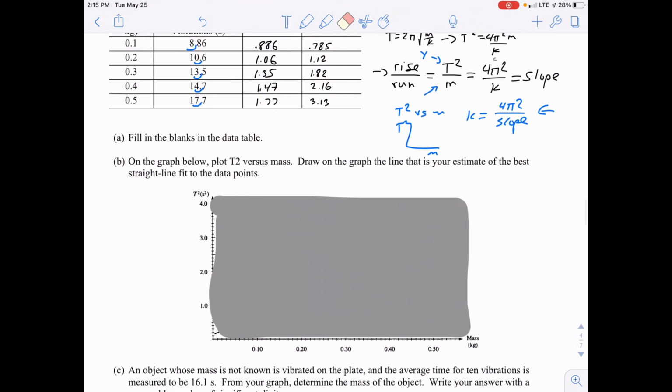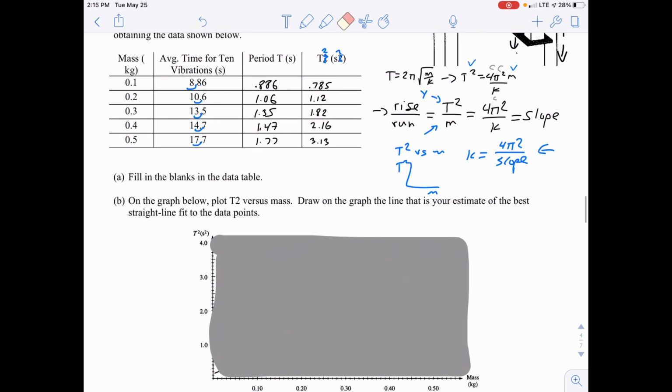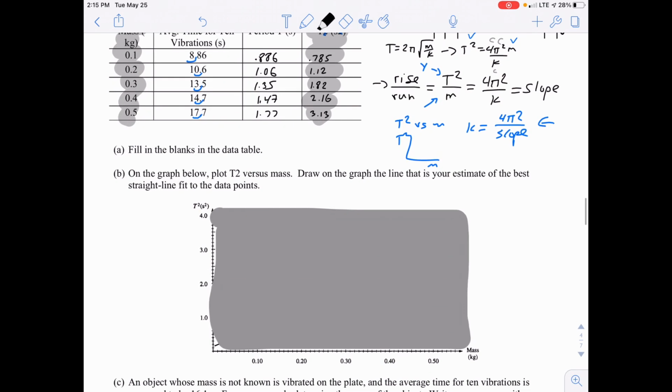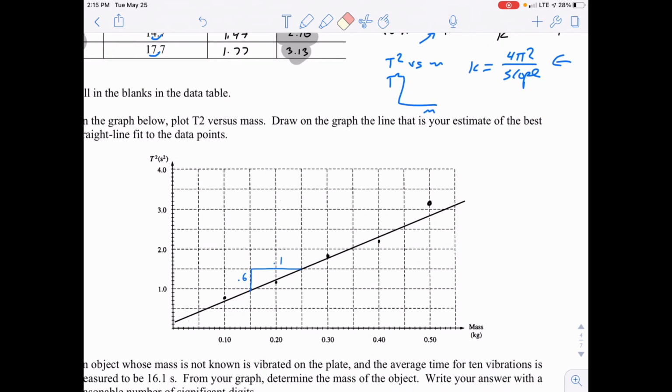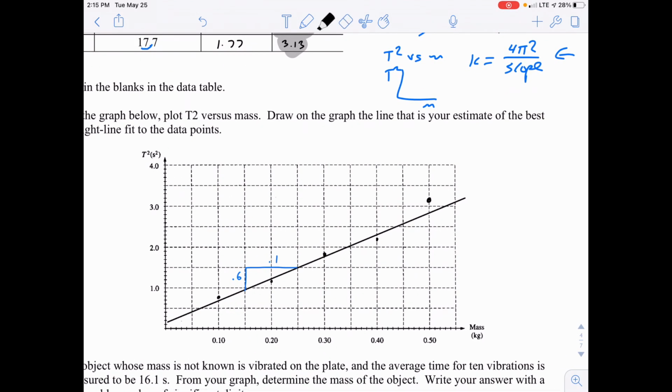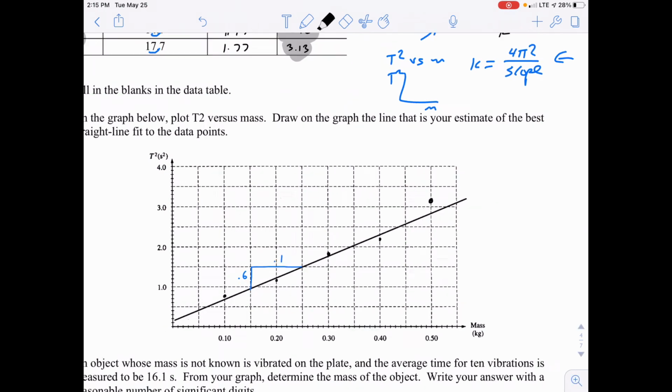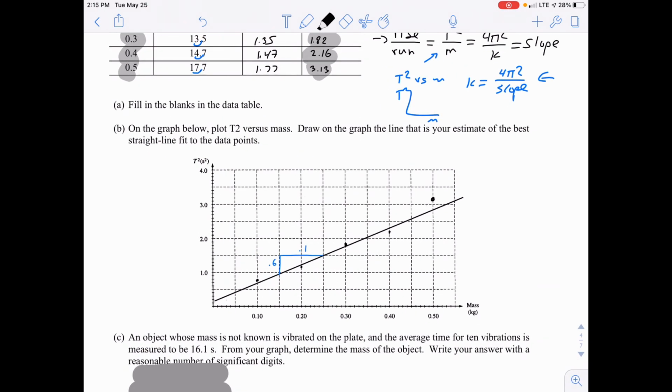Again, pause and rewind as you need to. What you need to now do is plot T squared on the y-axis versus mass on the x-axis. The scale's already been created for you, so you simply need to plot. It should end up looking something like this, with our first plot point around here, second plot point, third, fourth, and fifth, with a best fit line that gets drawn in between them like this. Please pause the video at this point to go ahead and complete your graph.